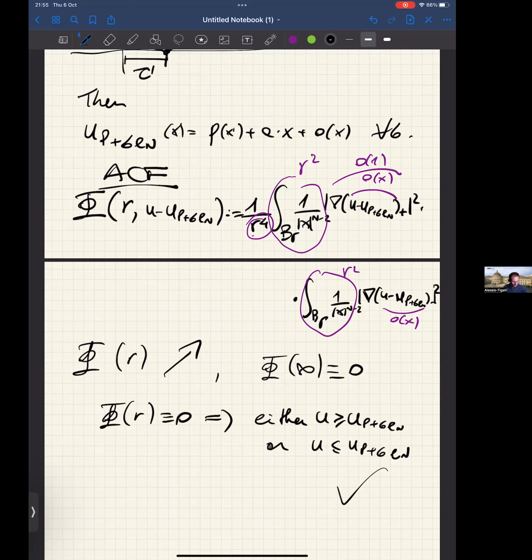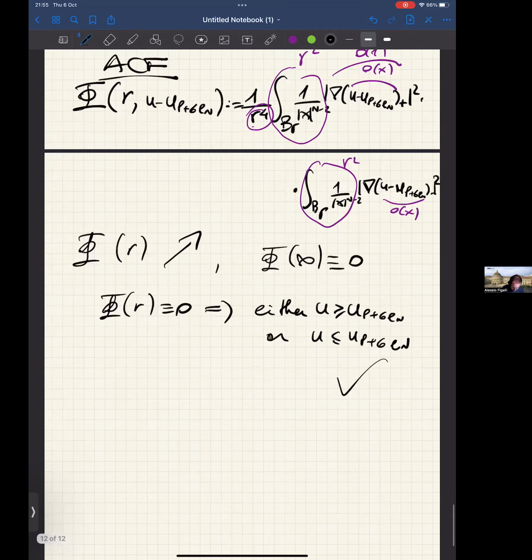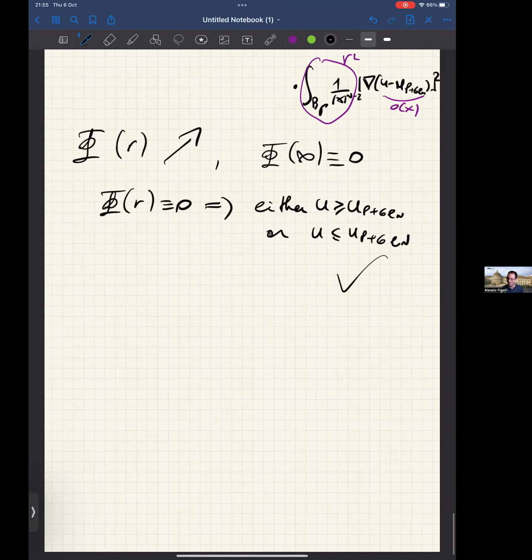I think I'm running out of time. But maybe if you give me 5 extra minutes, I will just try to tell you why n equal 3 is completely different. Also because I started 5 minutes late. Yeah, of course, that's fine.